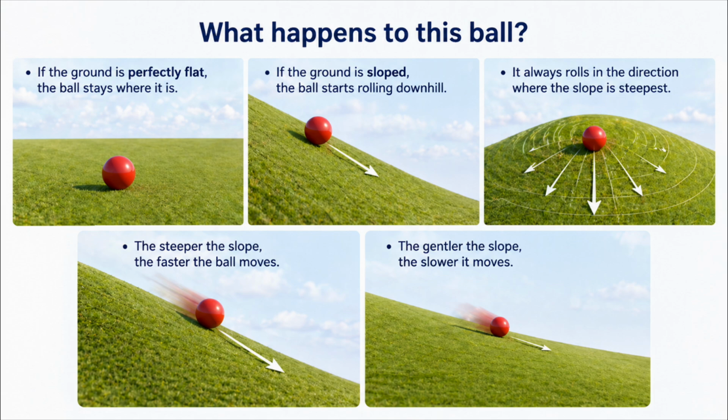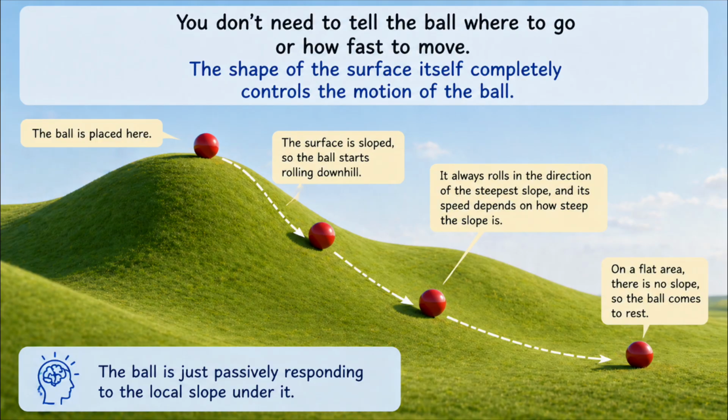If the slope is steep, the ball moves faster. If the slope is gentle, the ball moves slower. So two important observations. The ball moves only when there is a slope. The speed of the ball depends on how steep that slope is. Now observe this carefully. You do not need to tell the ball where to go or how fast to move. The shape of the surface itself completely controls the motion of the ball.